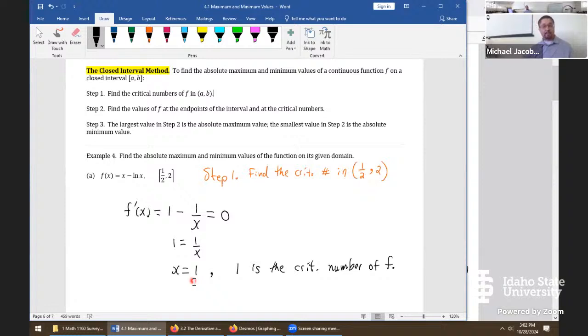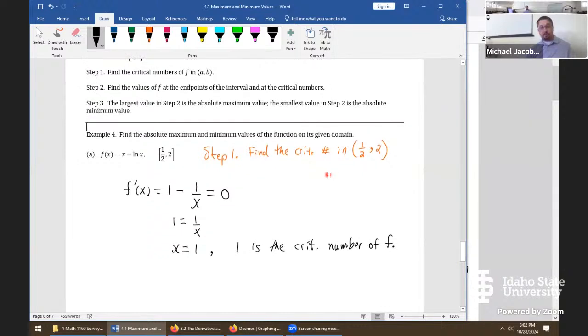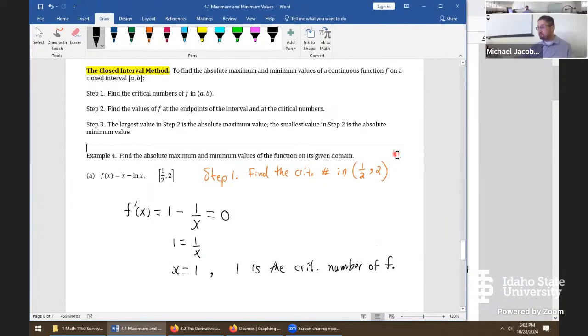So that's the entirety of step 1, and step 2 says, find the values of f at the endpoints of the interval and the critical numbers. We only produced 1, but these are the endpoints of the interval, 1/2 and 2. Any questions at all, folks, before we move on to that step 2?